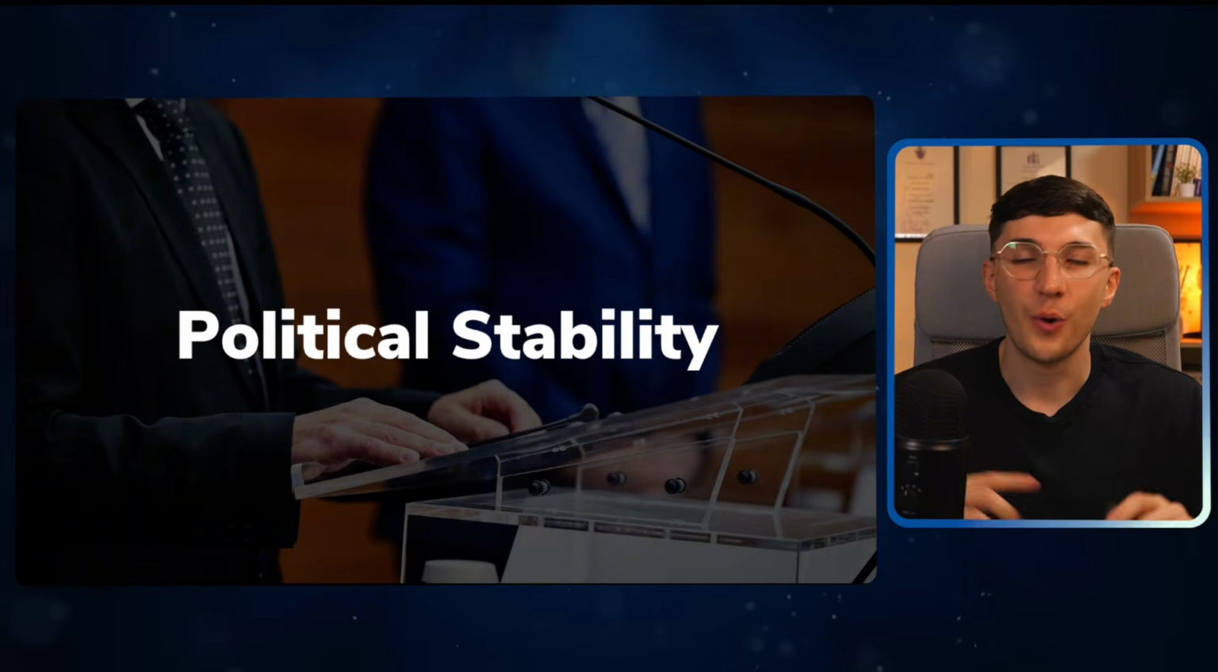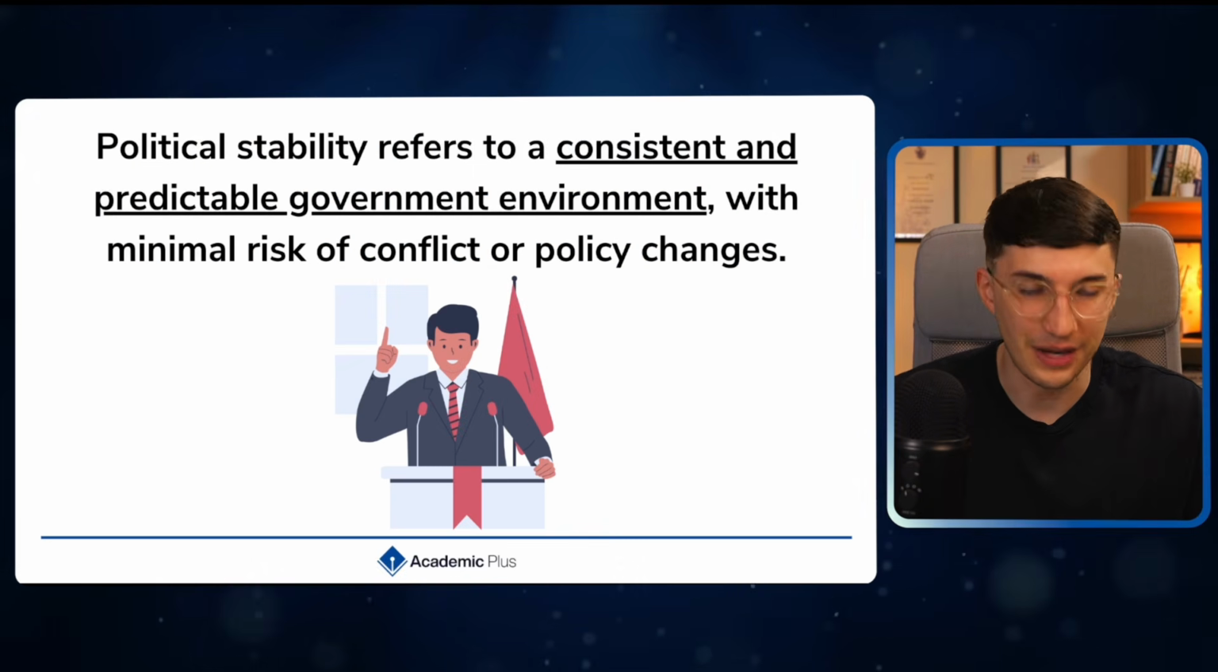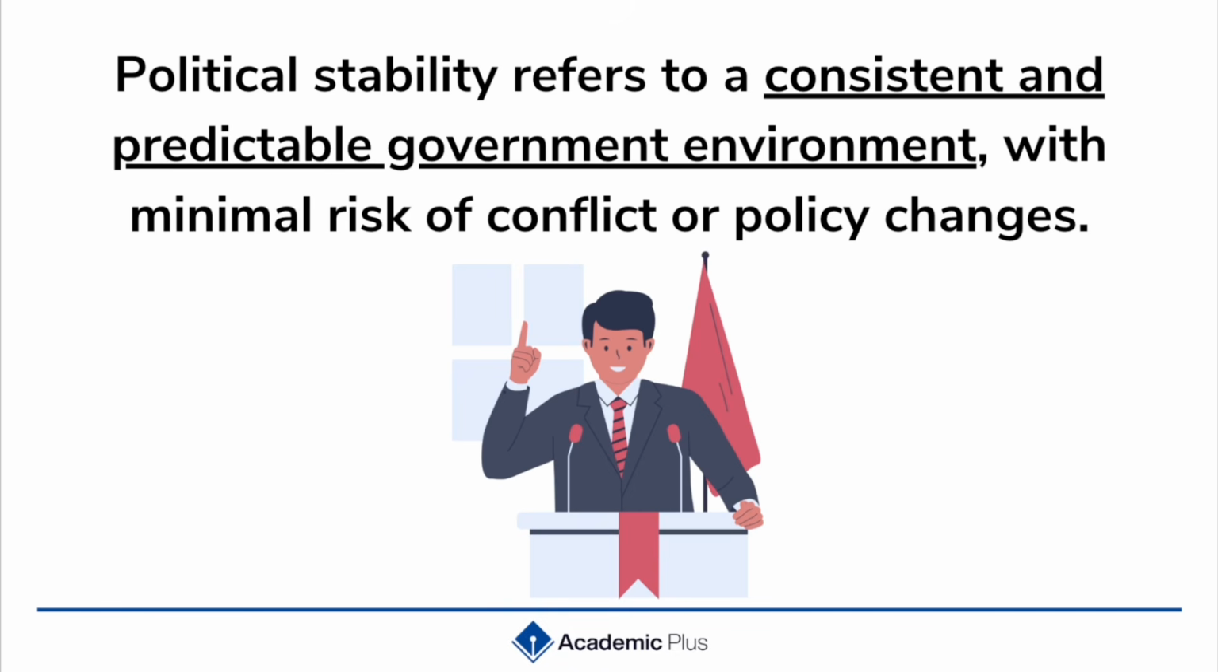Once again, another important factor will be around the political stability. Now, political stability refers to a consistent and predictable government environment with minimal risk of conflict or policy changes. Now, essentially, the political stability creates a secure and predictable environment for businesses, which will help encourage overall investment and economic growth. Now, when governments are stable, their policies remain consistent. There's less uncertainty for businesses and customers. So this level of stability tends to attract foreign direct investment and supports more long-term planning.